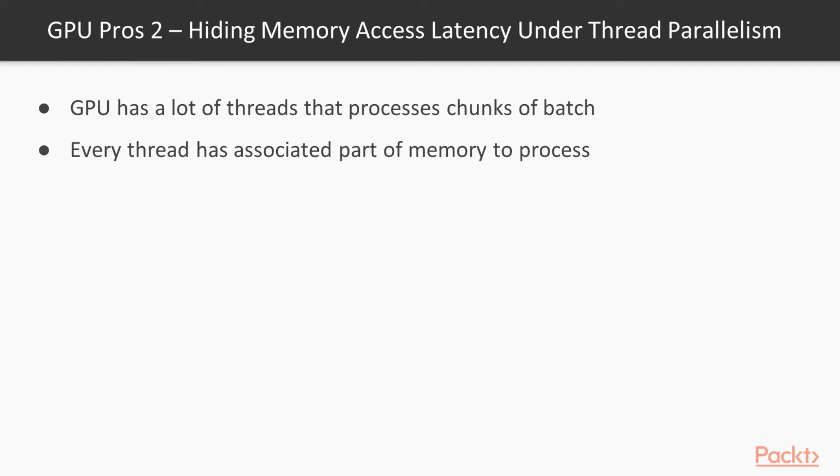The second pro is hiding memory access latency under thread parallelism. The GPU has a lot of threads that process chunks of a batch. Every thread has an associated part of memory to process. So you can imagine it as a big chunk of memory split into smaller chunks, and every thread processes only a small amount. In a standard CPU architecture, it is a bit different.